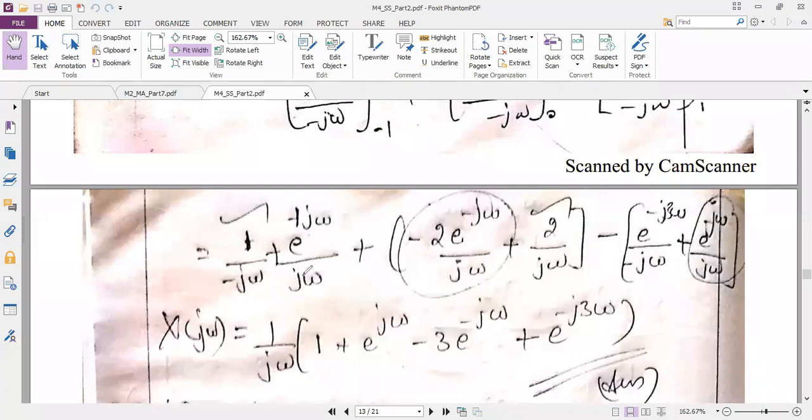No, it won't come like that. Check it. See, I have written here. First term is having minus j omega. Second term is having plus j omega. Somebody check whether it is right.